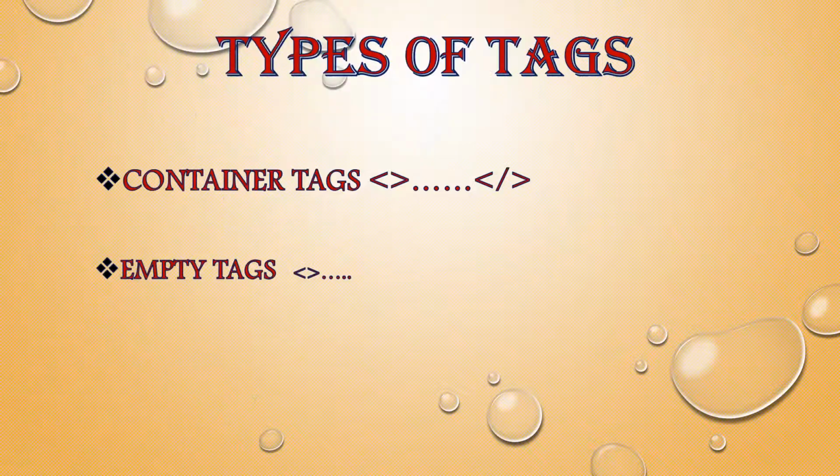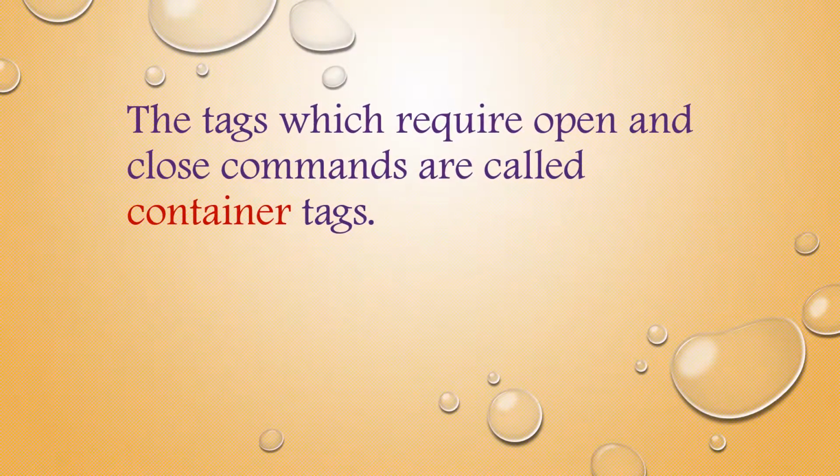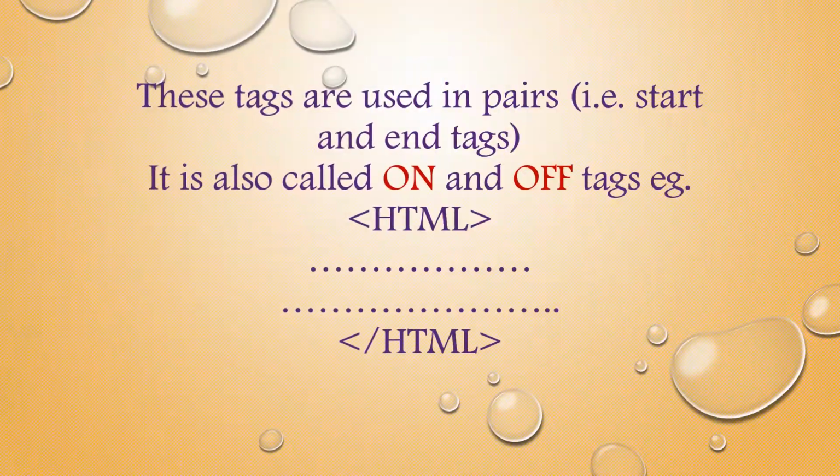There are two types of tags: container tags and empty tags. The tags which require open and close commands are called container tags. These tags are used in pairs, that is start and end tags. They are also called on and off tags. For example, HTML start, HTML close. Close means /HTML.